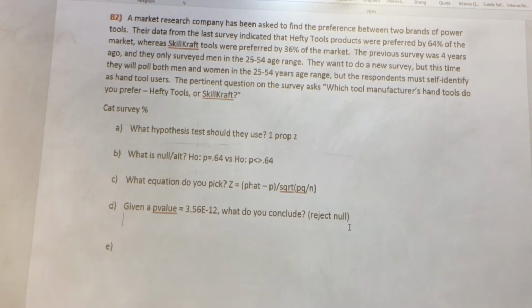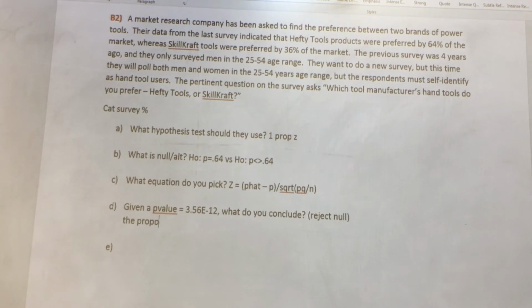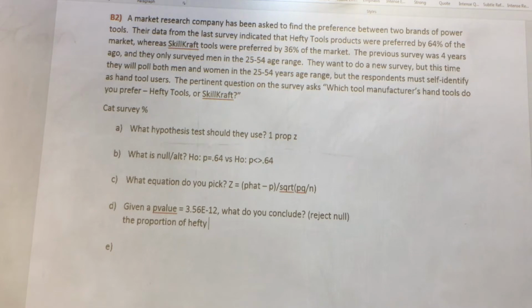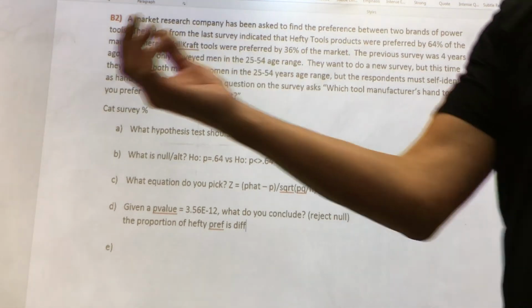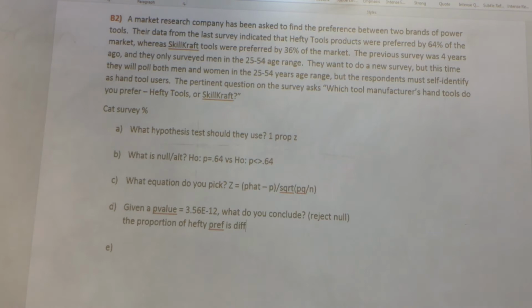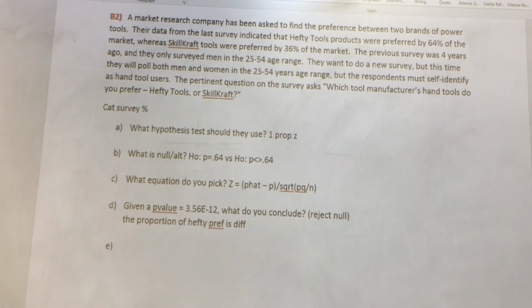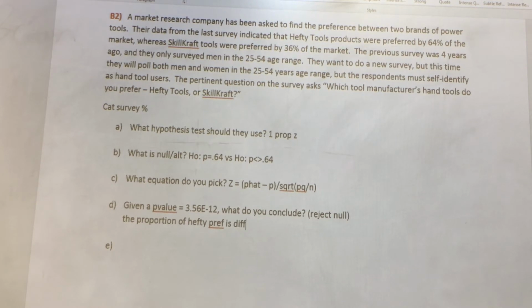The proportion of hefty preferences is different. Normally I would say it's gone up or gone down, but I don't have enough information to answer that. All we know at this point is it's different. So it just changed between the two surveys. It could be because we added women to the poll. Maybe women have a different opinion than the men, which makes you ask, was this really a good idea?